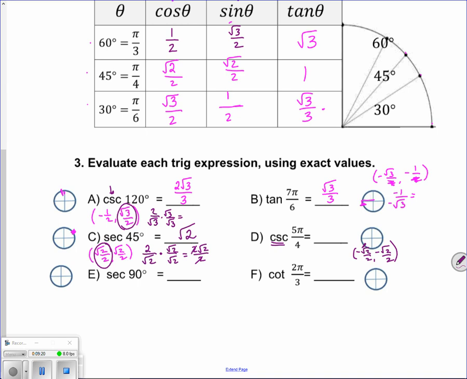So the cosecant of 5 pi over 4, I'm going to flip the y-coordinate. Well, I know flipping doesn't change the sign, so it's negative. We just said that, so I get negative square root of 2.